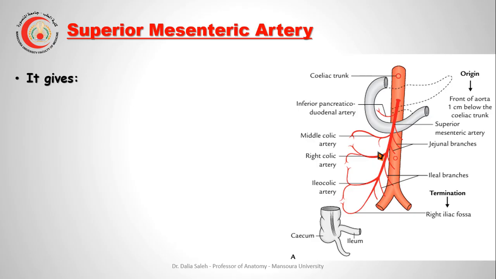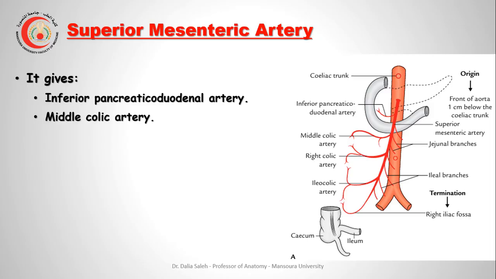For the branches of the superior mesenteric artery, we have the following. The first branch is called the inferior pancreatico-duodenal artery. From its name, it will supply the lower half of the duodenum and the lower half of the head of the pancreas. Then we have another branch to the transverse colon called the middle colic artery.